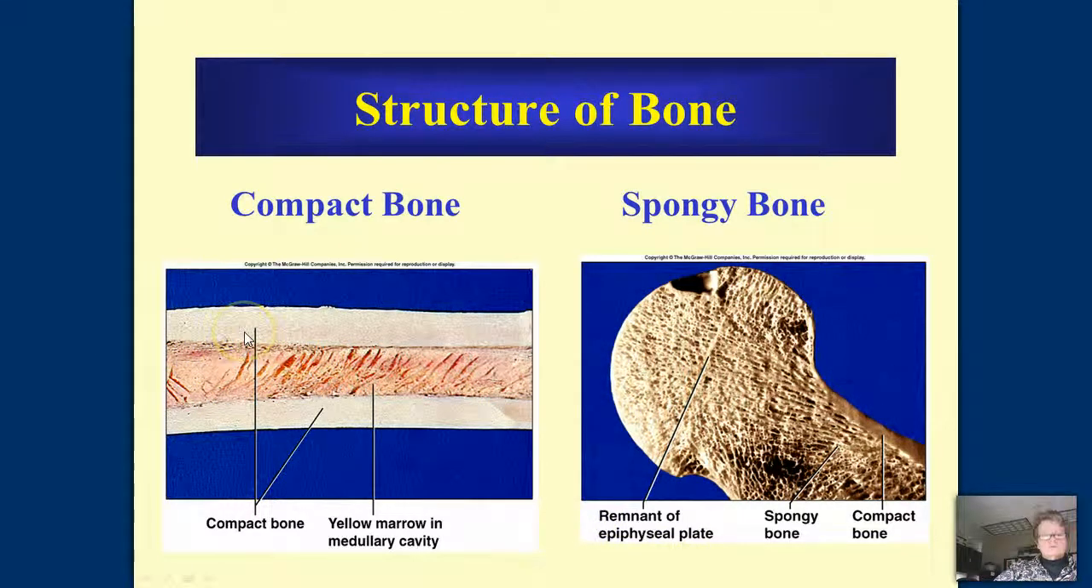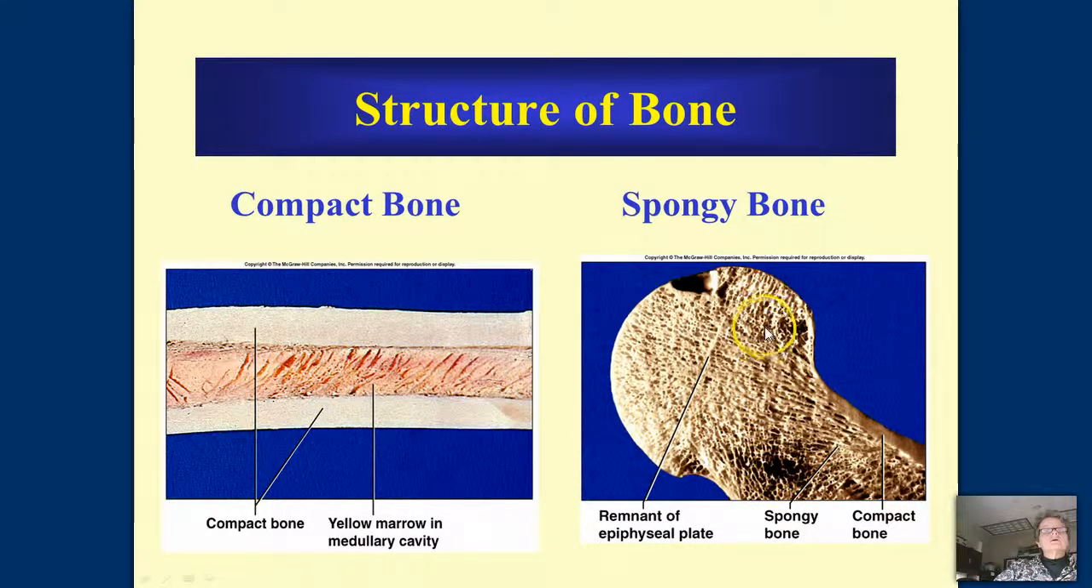Here's another picture where we can see the compact bone. Here's the compact bone. This is a cross-section of the diaphysis of a long bone. And there's the compact bone and the medullary cavity. Now the medullary cavity has a very little bit of spongy bone inside of it, and packed in that spongy bone would be the yellow marrow in an adult bone.